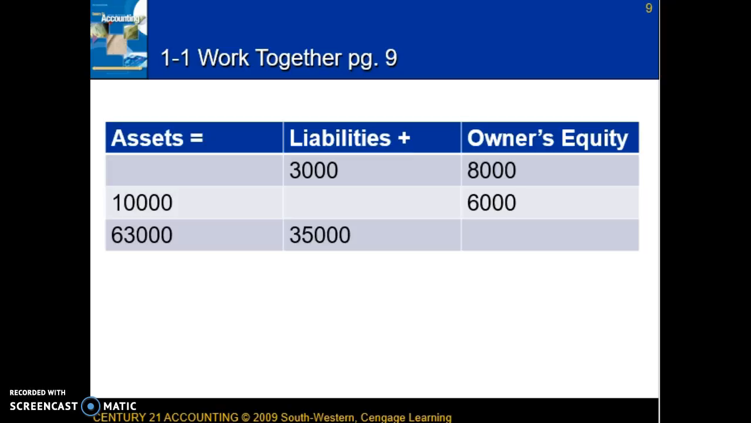It says work together 1-1, completing the accounting equation. Write the answers to the following problem in the working papers. I will guide you. For each line, fill in the missing amount to complete the accounting equation. Our first one here, our assets need to equal our liabilities plus owner's equity, and this is just like any equation you would have done before. So if this needs to equal 3,000 plus 8,000, that would be 11,000.